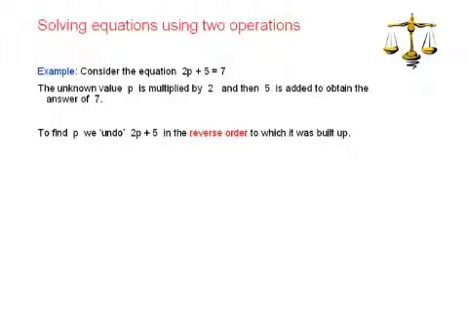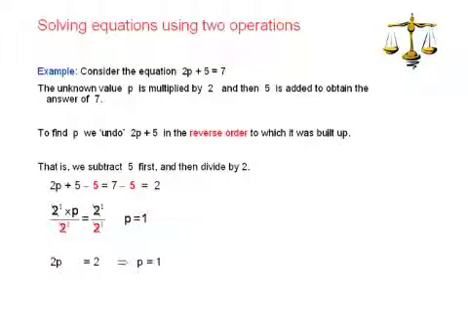Now let's move on to more complicated operations where we have more than one. For instance, let's look at the equation 2p plus 5 equals 7. The unknown value p is multiplied by 2, and then 5 is added to obtain the answer of 7. To find p, we undo 2p plus 5 in the reverse order to which it was built up. In other words, we subtract 5 first and then divide by 2, which is the opposite to what we did in getting from 2p plus 5 to 7.